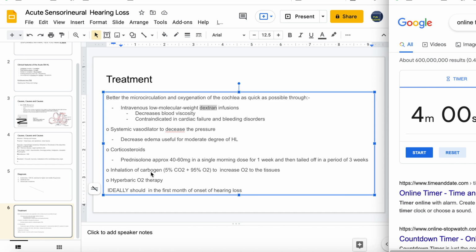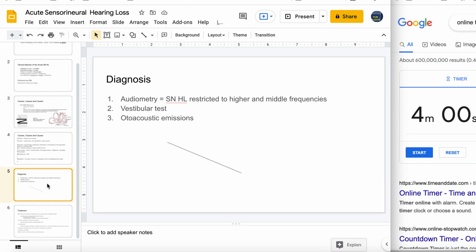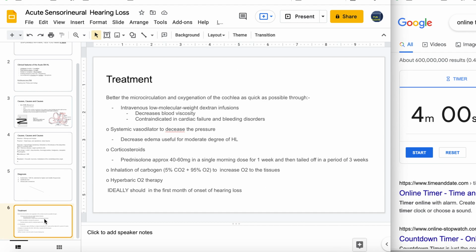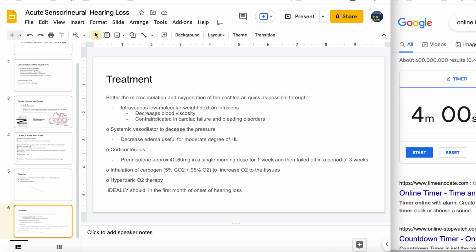So guys, I hope this was a really good way to go through sensorineural hearing loss. We've covered the topic. I'll just ask you guys some questions. Can you tell me which drugs cause sensorineural hearing loss? If you said loop diuretics, analgesics, aminoglycosides, and cisplatin, that's correct. Can you tell me 3 treatments for sensorineural hearing loss? If you told me corticosteroids, dextrans, and vasodilators, then you are completely correct.